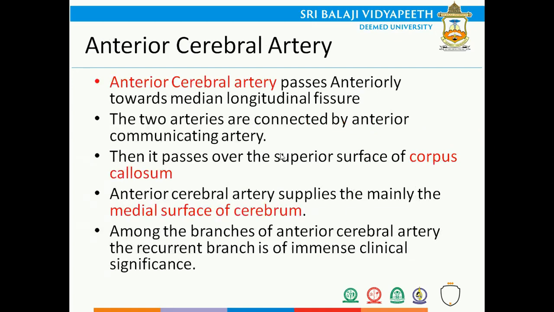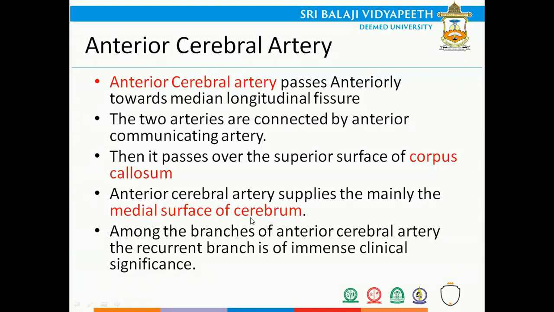Coming back to the anterior cerebral artery. The anterior cerebral artery is the artery which forms the upper part of the circle of Willis. The anterior cerebral artery passes anteriorly towards the median longitudinal fissure. The two arteries are connected by the anterior communicating artery. Then it passes over the superior surface of the corpus callosum, and the anterior cerebral artery supplies mainly the medial surface of the cerebrum.